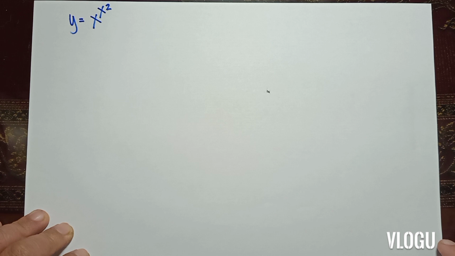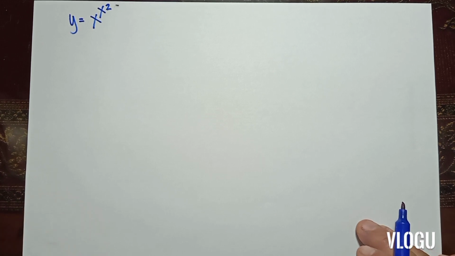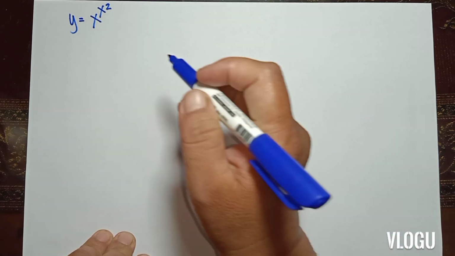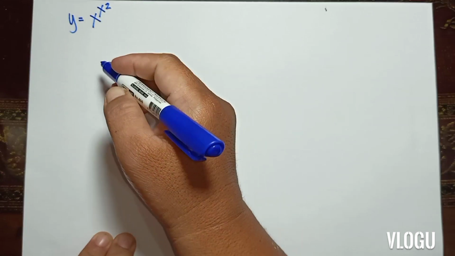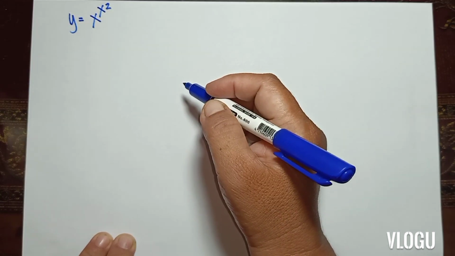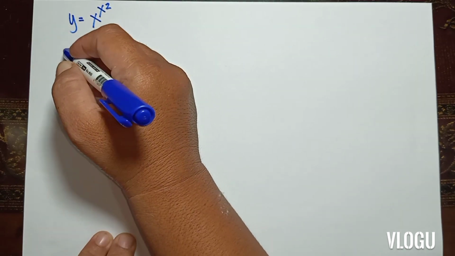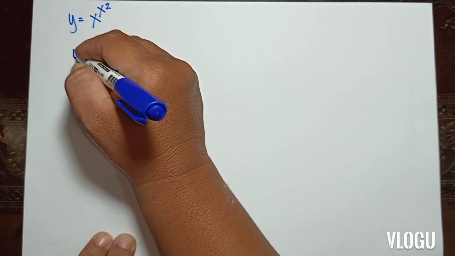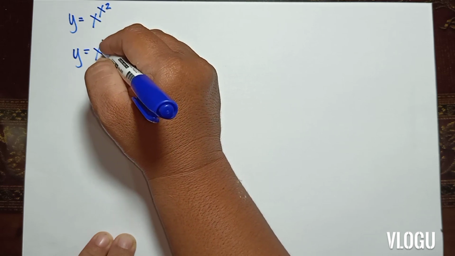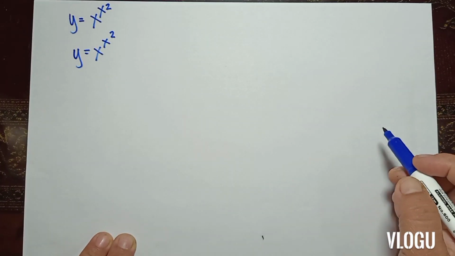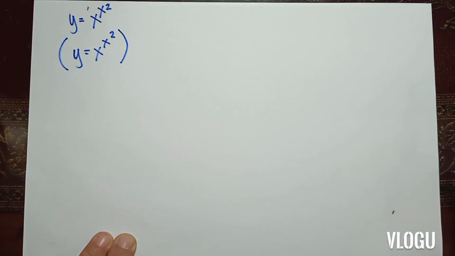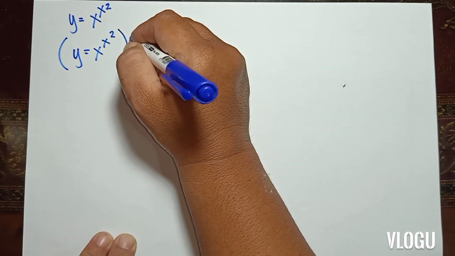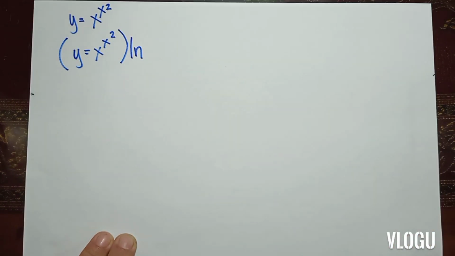Example, we have y is equal to x raised to x squared. If we look at this, we have a variable raised to a variable. So what are we going to do with this one? When we have that form, y is equal to x raised to x squared, to solve this one, we are going to take the natural logarithm, that is ln, of both sides.